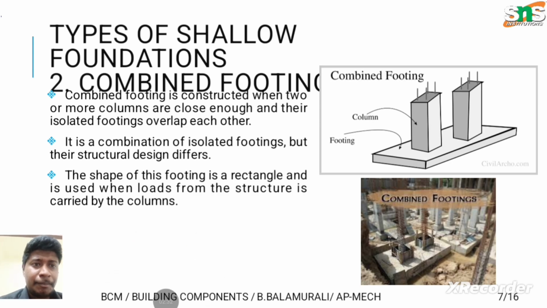The second one is combined footing, where we combine two columns with the help of a basement footing so that the load will be transferred to the columns and footings in an equal manner. It also prevents the collapse of the building at the basement level.